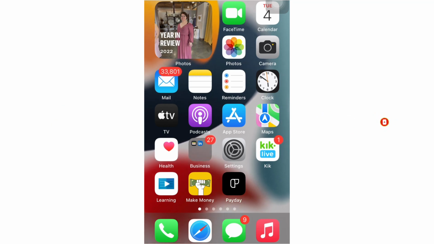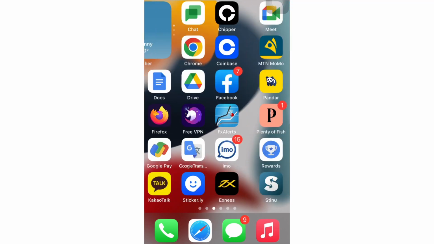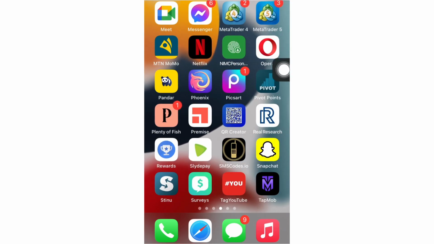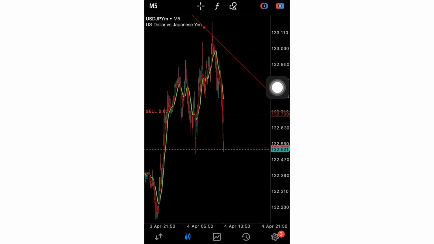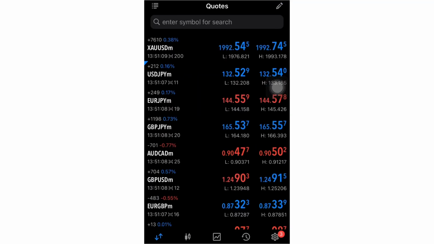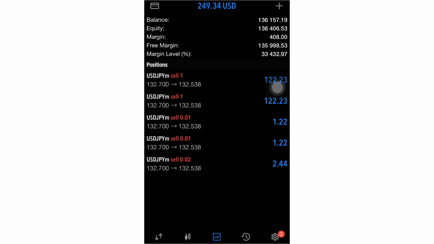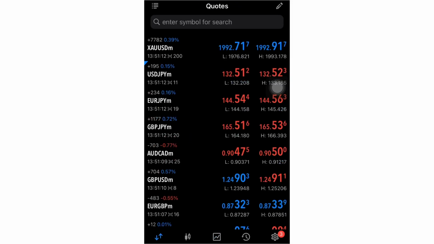So let's dive into my MetaTrader 4. My MetaTrader 5 right now, as you see. Okay, now let me quickly show you something great. I'm actually on a trade running right now. There's something I want you to take note of.